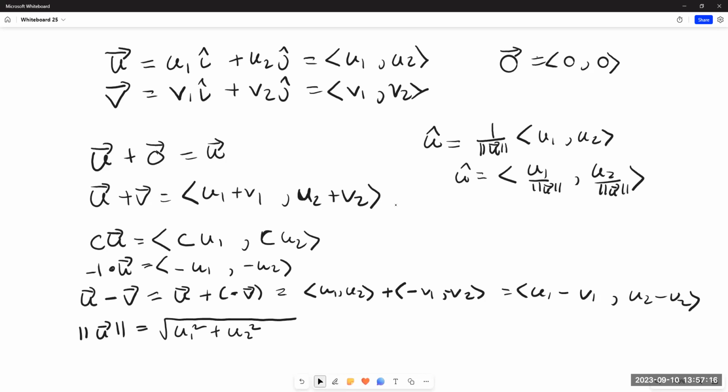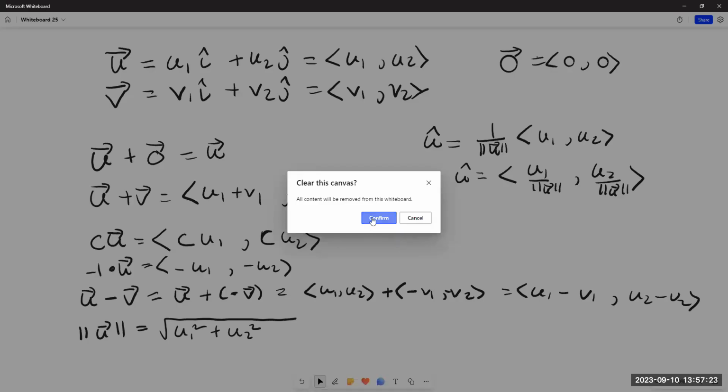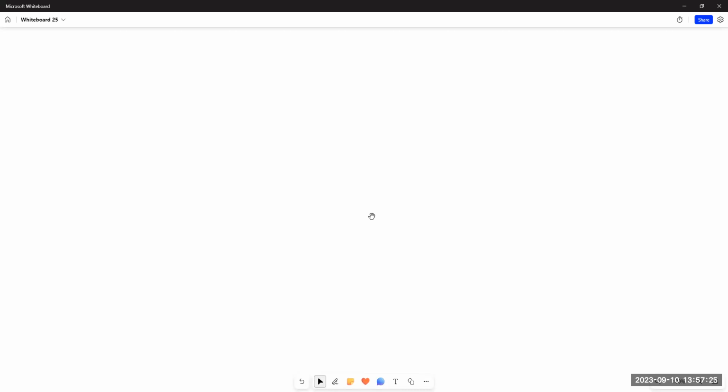Now that you know all those basic operations, let's talk about something else that's interesting. I talked about addition and subtraction there just a second ago, but I didn't talk about multiplication and division because there's actually 2 types of multiplication that we could have with vectors. So we could have something called a dot product or a scalar product.